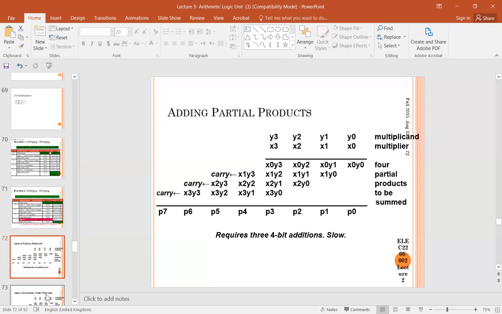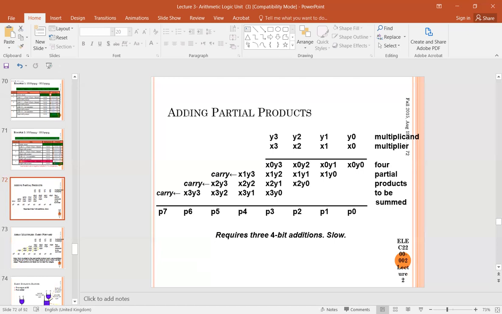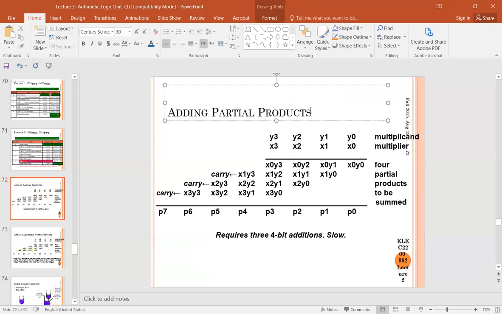Do I have the parallel array? Okay. So this is adding partial products. So this is parallel multipliers.